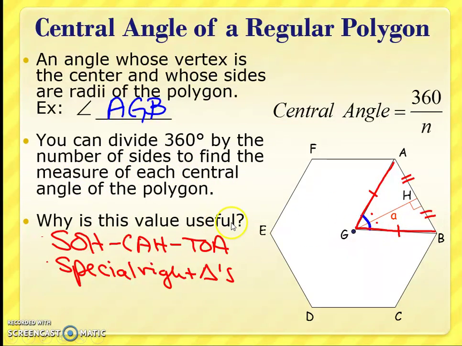Why is this value helpful? Because you have SOHCAHTOA. You can use that. And also special right triangles. Please write these down.